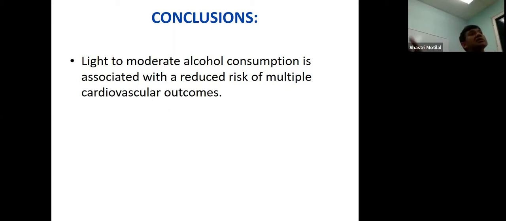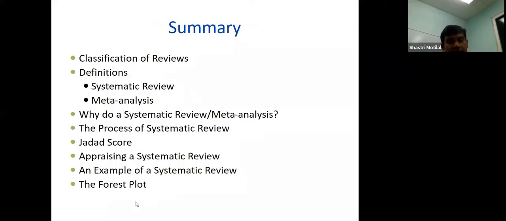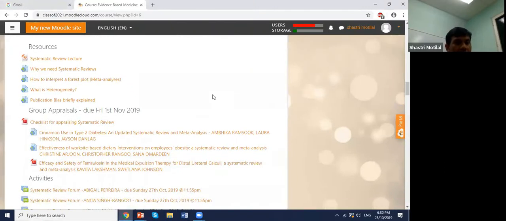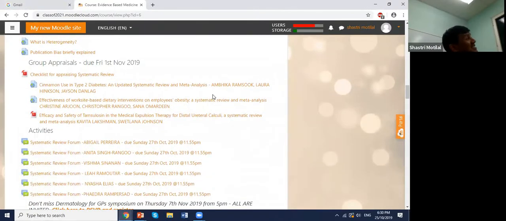Intentionally, the systematic reviews that I ask you all to appraise next week, I believe, are all randomized controlled trials. So they all look at treatment. This one looked at causation, right? But the systematic reviews we'll be looking at next week look at all randomized controlled trials. They would be, yes, cinnamon and diabetes: does it make a difference?